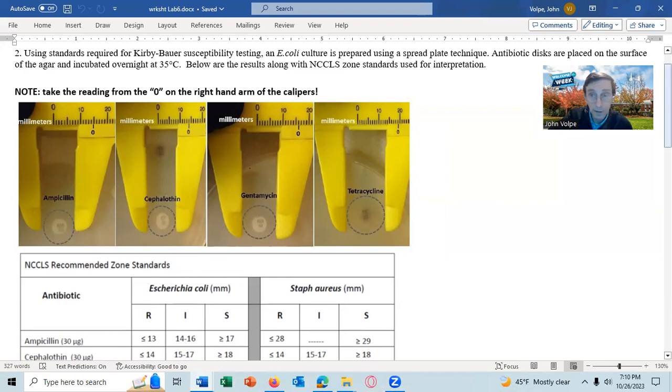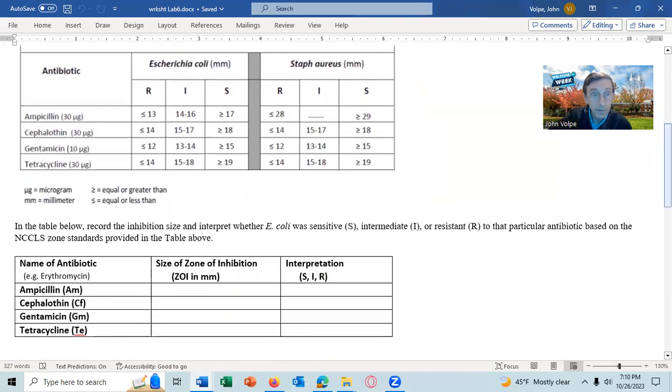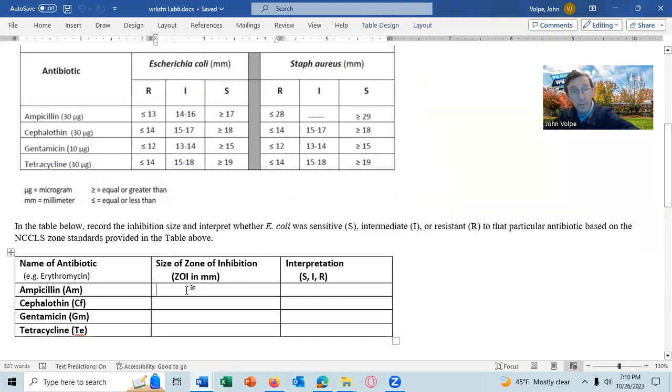I'm actually giving you the answer for ampicillin. So in the table here, put the size of the zone of inhibition, 15, and then get the interpretation. You find out where 15 millimeters is in this table, and then put your interpretation here. You only need to say S, I, or R, S being sensitive, I being intermediate, R being resistant. And then do that again for cephalothin.